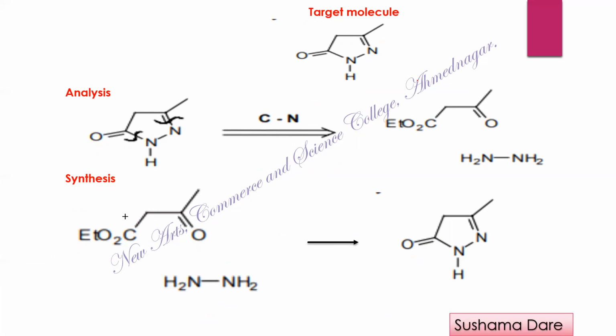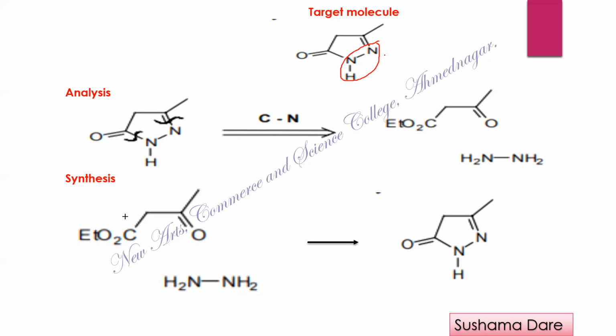Now this is the new target molecule. In this target molecule, what are the different things you can see? There is a nitrogen-nitrogen bond, and a nitrogen-carbon bond is there. Remember always, when a nitrogen-nitrogen bond is there, you don't disconnect the bond between nitrogen-nitrogen, because that can be easily obtained from hydrazine. So don't disconnect the bond between nitrogen-nitrogen.